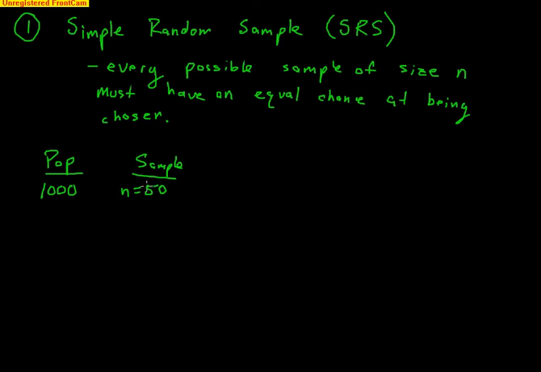If your population was only 23 people, a very small population, and you want to select 5 of them, then everybody gets a number 1 through 23.